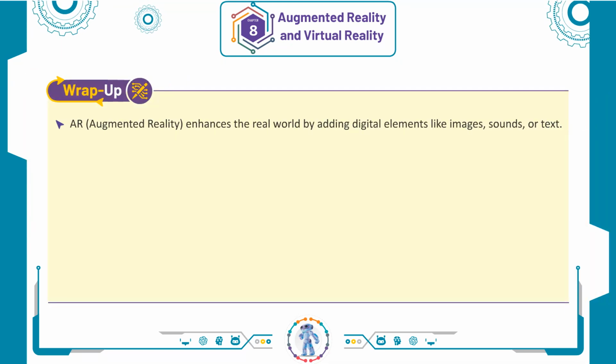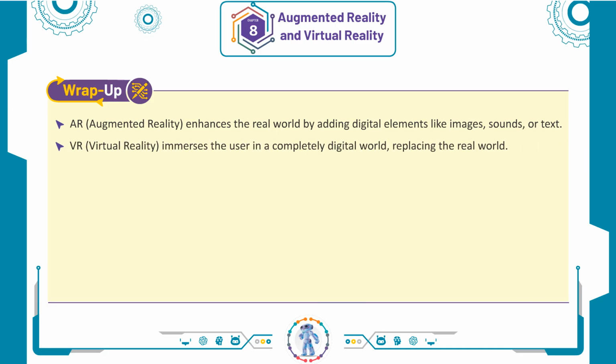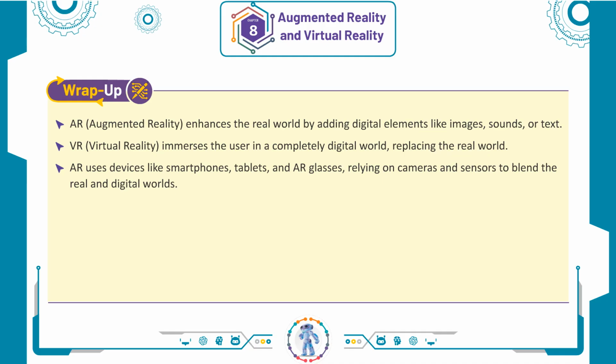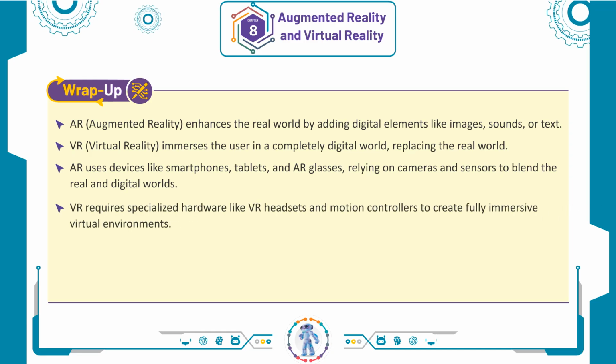Wrap up. AR, augmented reality, enhances the real world by adding digital elements like images, sounds, or text. VR, virtual reality, immerses the user in a completely digital world, replacing the real world. AR uses devices like smartphones, tablets, and AR glasses, relying on cameras and sensors to blend the real and digital worlds. VR requires specialized hardware like VR headsets and motion controllers to create fully immersive virtual environments.